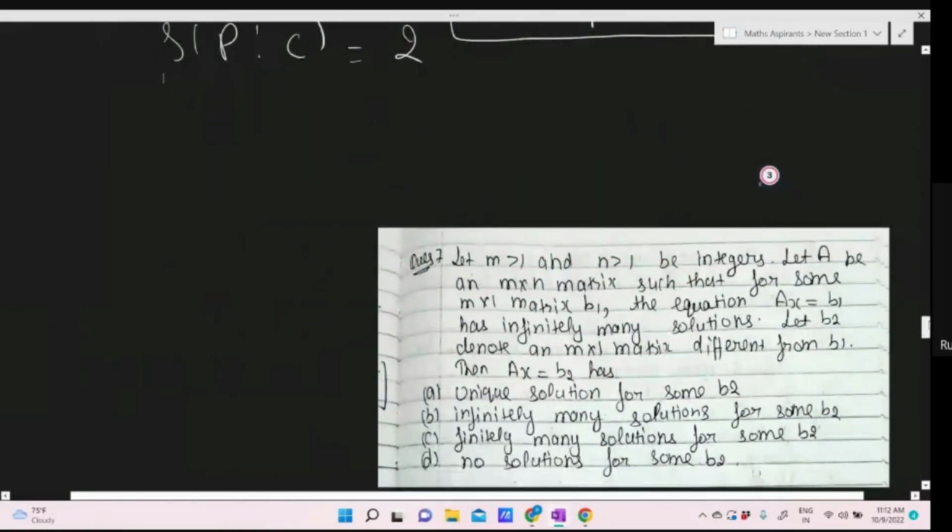Now let us move to another question. Here, let m be strictly greater than 1, n be strictly greater than 1, and A be a matrix of order m cross n, such that for some m cross 1 vector b1, the system Ax equals b1 has infinitely many solutions. Here you can see that Ax equals b1 has infinitely many solutions.